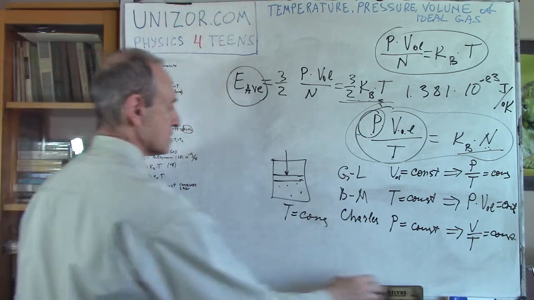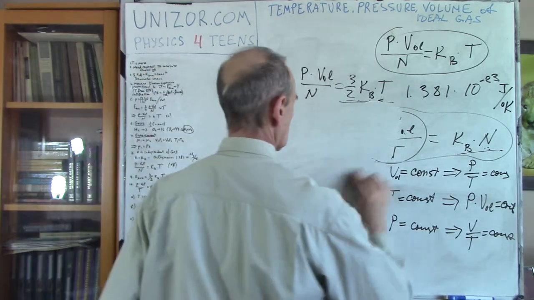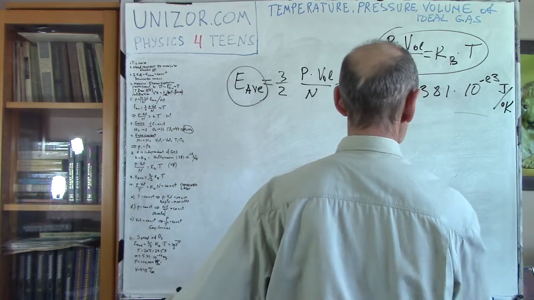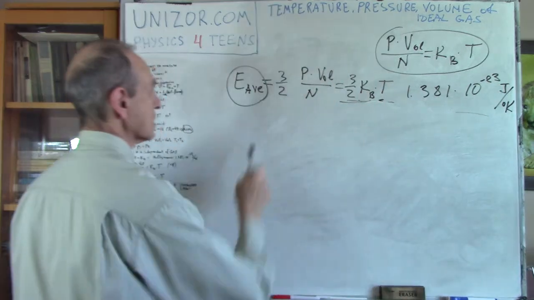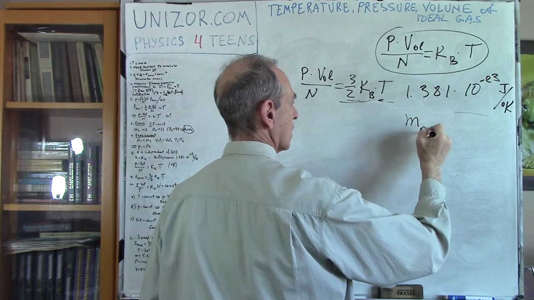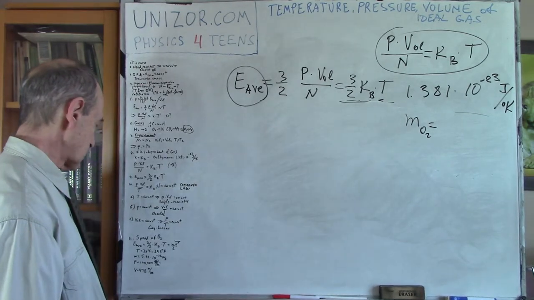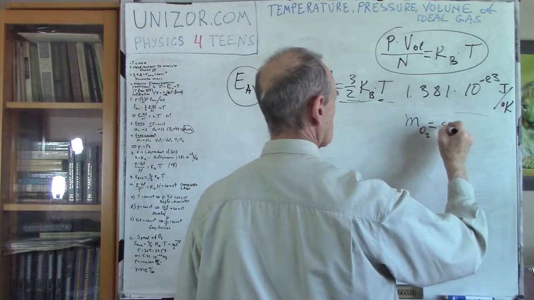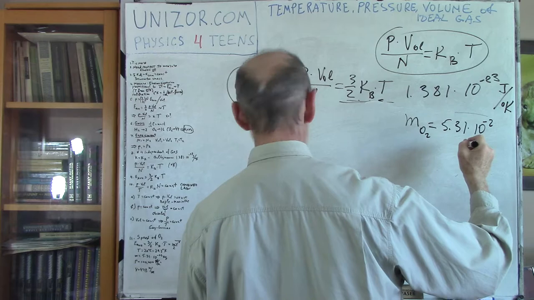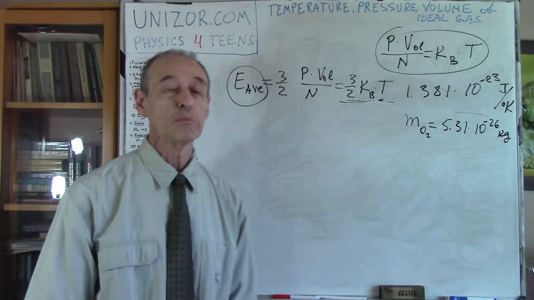And then I promised to find the speed of the molecules of oxygen, and that's how we will do it. We will do it using this. And also, I know that the molecule of oxygen has mass. Again, I have to resort to some experiments, whatever was provided: 5.31 times 10 to the minus 26 kilogram. That's the mass of one molecule of oxygen.